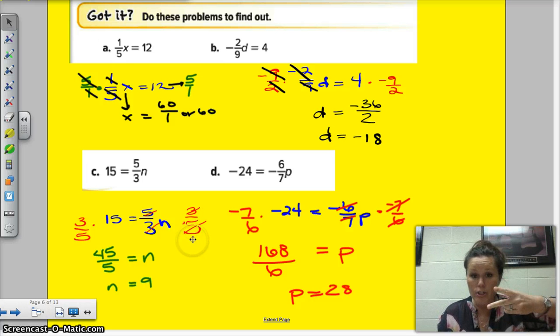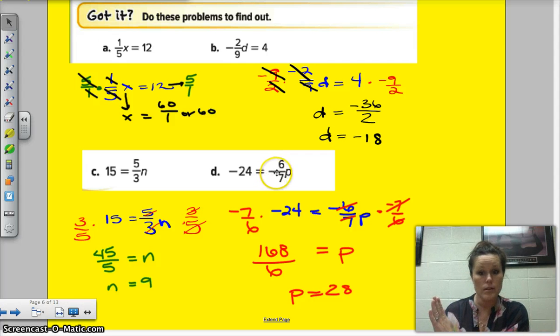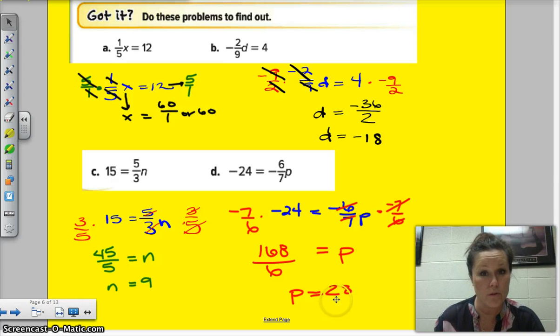So I flipped that fraction over to -7/6, multiplied on both sides of the equal sign, simplified it out to get p equals 28. Hope you did that well.